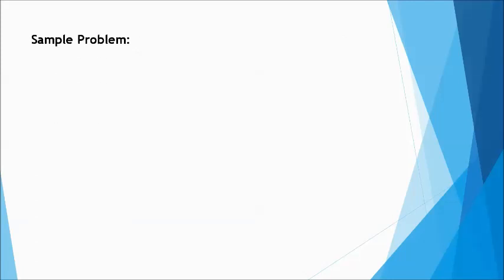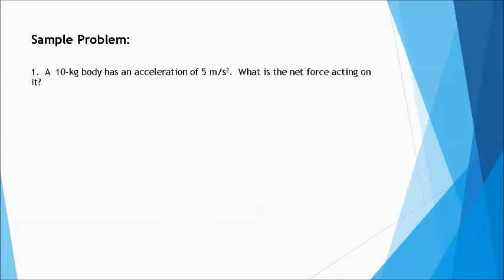So let us have sample problems to illustrate yung ating Newton's first and second law of motion. Number 1, a 10 kilogram body has an acceleration of 5 meters per second squared. What is the net force acting on it? With our formula, F equals ma, that is also our working equation because we're solving for F. Substituting the value for mass, which is 10 kilograms, and acceleration, which is 5 meters per second squared, solving that out, we get 50 newtons.